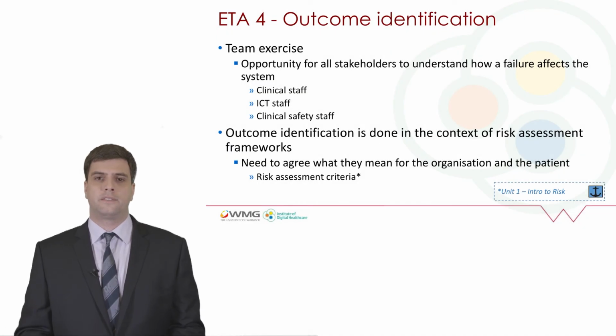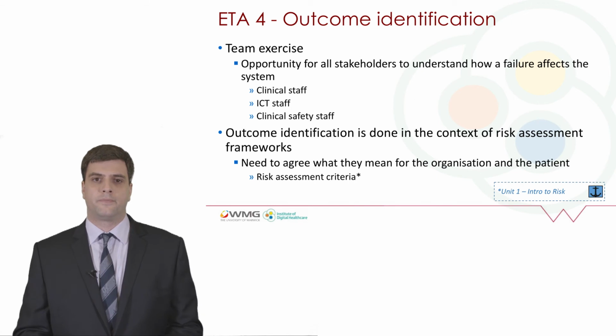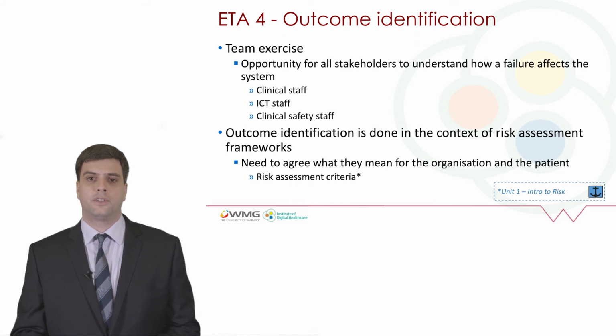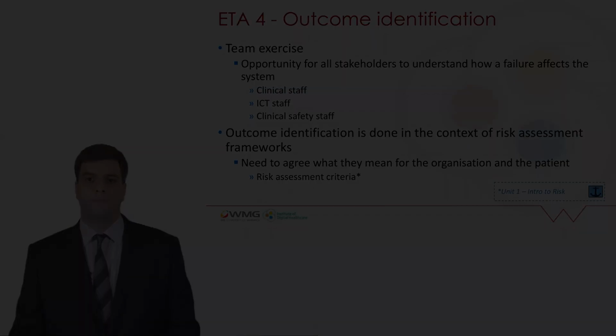Event tree analysis is also a team exercise. It's an opportunity for all stakeholders to understand how a failure affects the system. This can involve clinical, IT, as well as safety staff. As with all the methods that we have seen, outcome identification is done in the context of a risk assessment framework used by an organization.